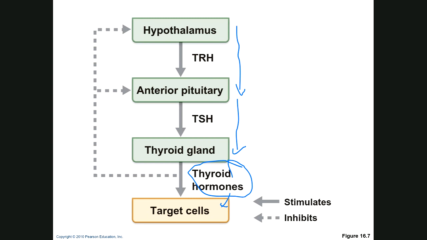Both the thyroid hormones and the thyroid stimulating hormone will inhibit the hypothalamus from releasing thyroid releasing hormone, and the thyroid hormones also directly decrease the release of thyroid stimulating hormone. So you have a very specific negative feedback.